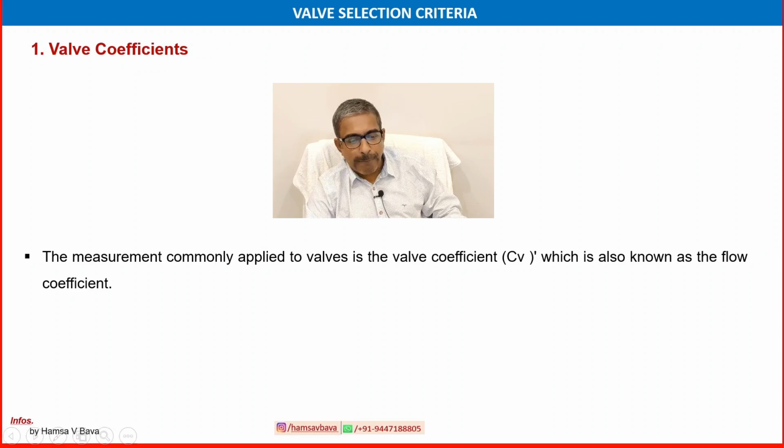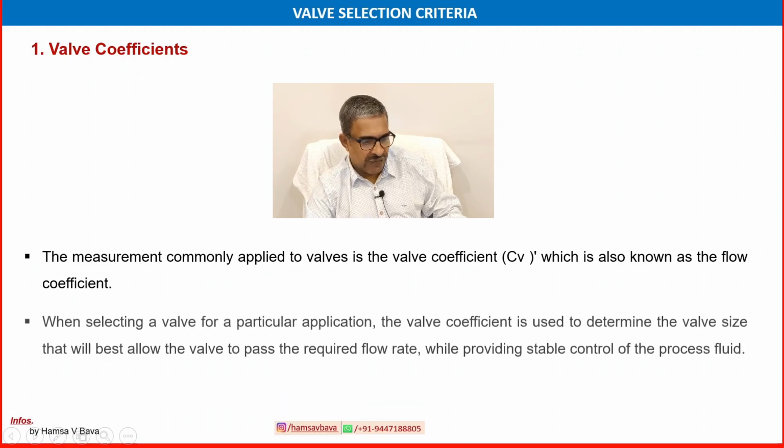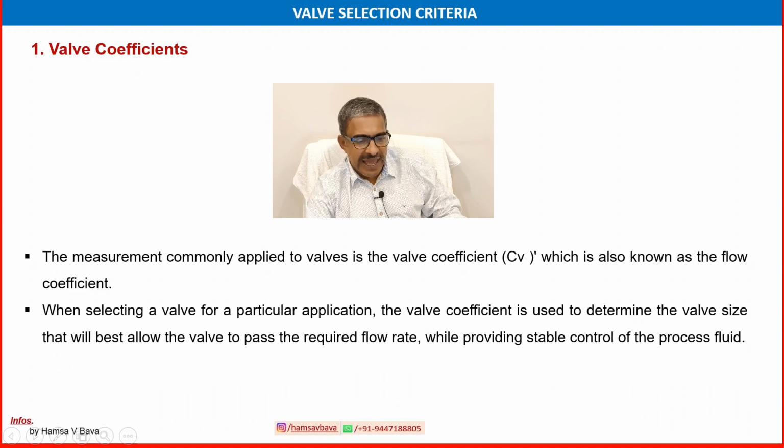The measurement commonly applied to valves is the valve coefficient, CV, which is also known as the flow coefficient. When selecting a valve for a particular application, the valve coefficient is used to determine the valve size that will best allow the valve to pass the required flow rate while providing stable control of the process fluid. So it is very important when selecting a particular valve. We have to consider the valve coefficient, and how the manufacturer is considering this value.